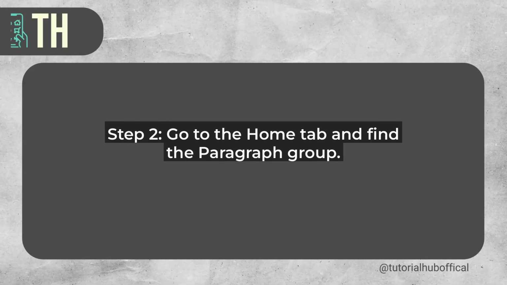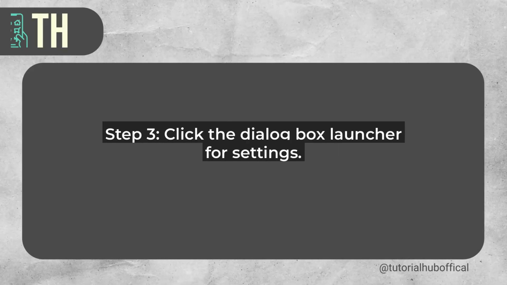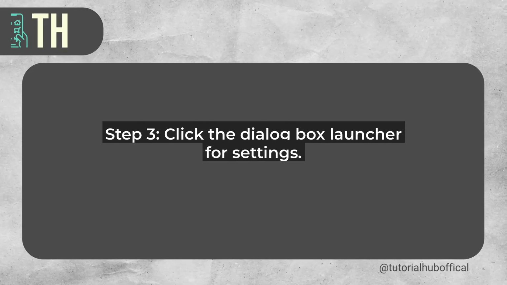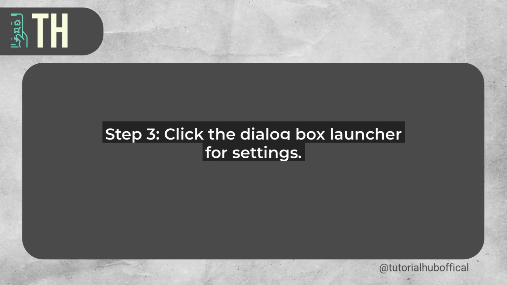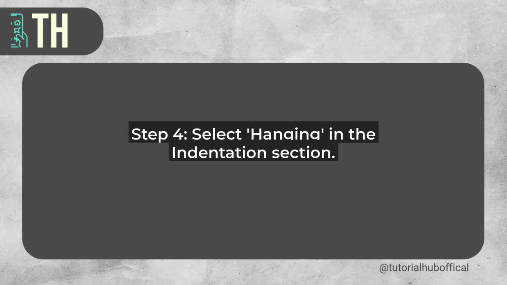In the indentation section of the dialog box, find the Special drop-down menu. Select Hanging from the options. Right below that, you can adjust the By field to set how much you want the lines to indent. Try 0.5 inches for a standard look. Once you're happy with it, click OK, and watch your text transform.